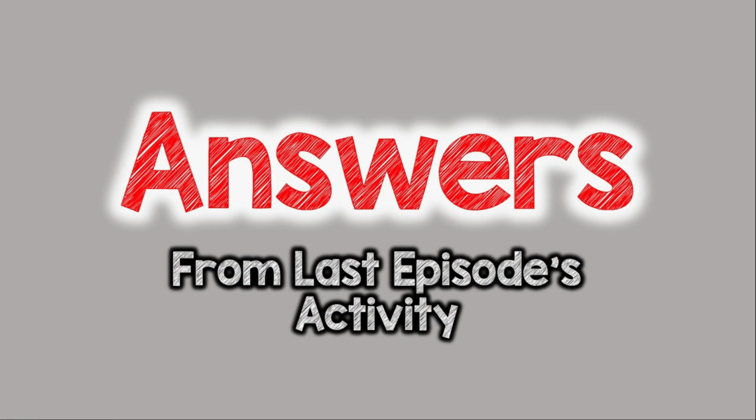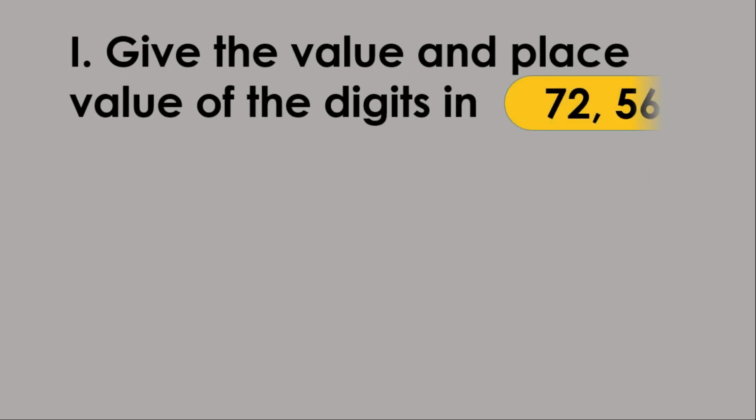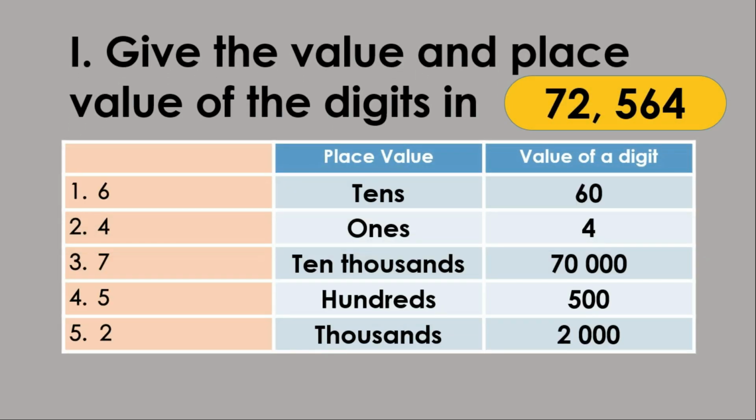Answers from last episode's activity. 1. Give the value and place value of the digits in 72,564. In number 1, the place value is tens. The value of the digit is 60. In number 2, we have 4. The place value is ones. And the value of the digit is 4.